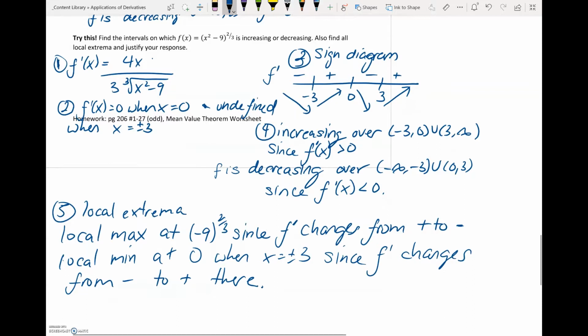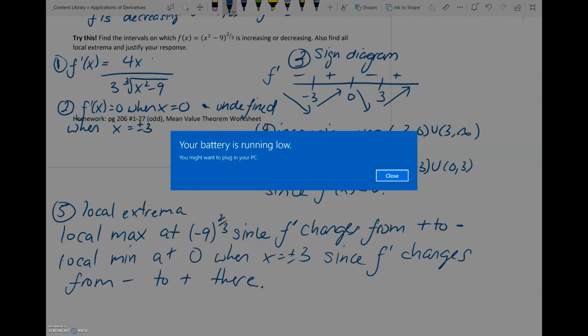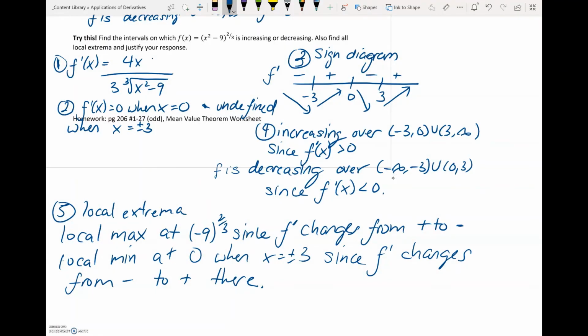And then if you look at our local extrema, your local max is going to be at x equals 0, and well, I didn't use a calculator, so I just left my answer as is, as negative 9 to the power 2 over 3, so this is where your max is going to be. And this is because f prime changes from positive to negative here. Then your local min is going to be at 0, and this happens when x is equal to plus or minus 3, because f prime changes sign from negative to positive here. And then that's it.